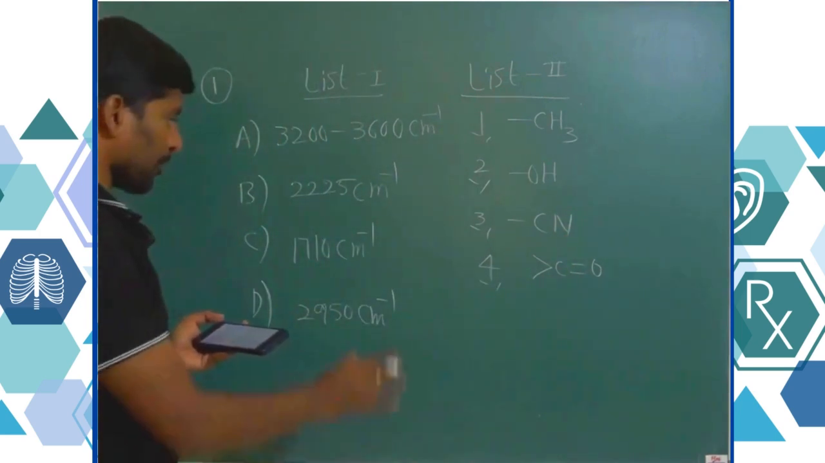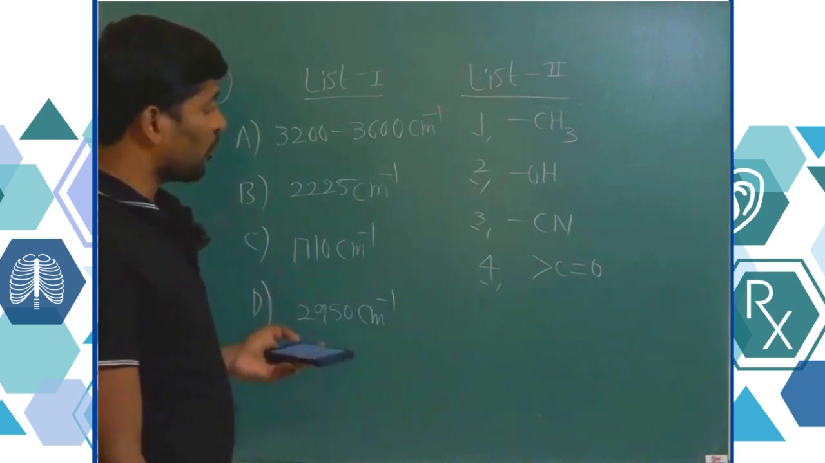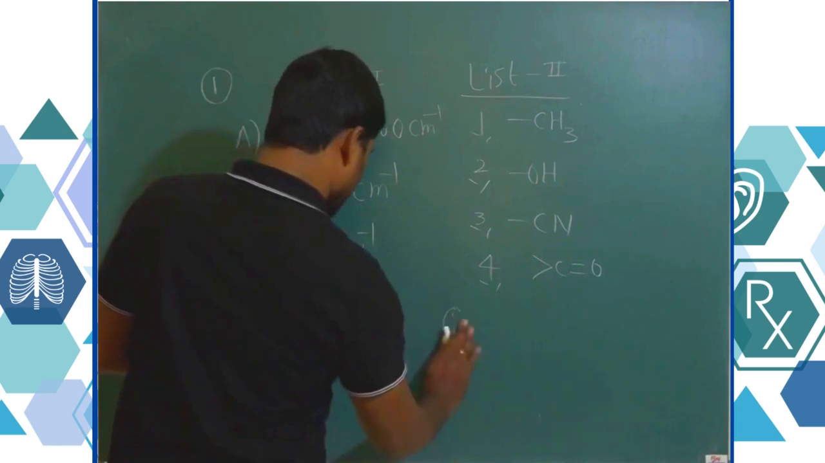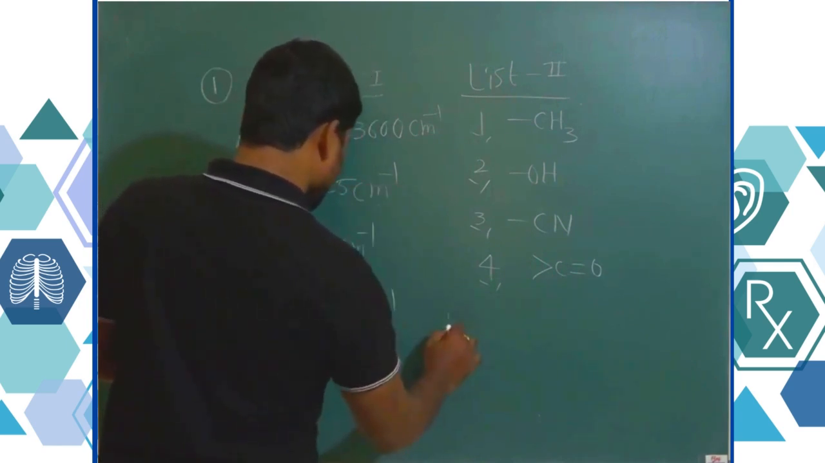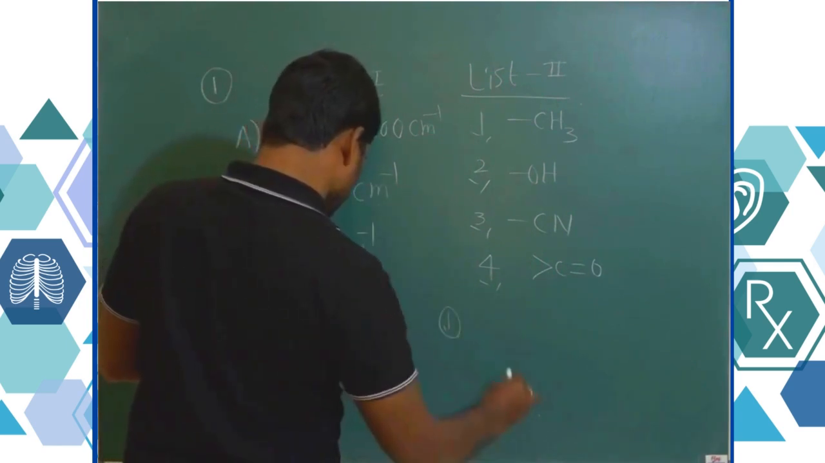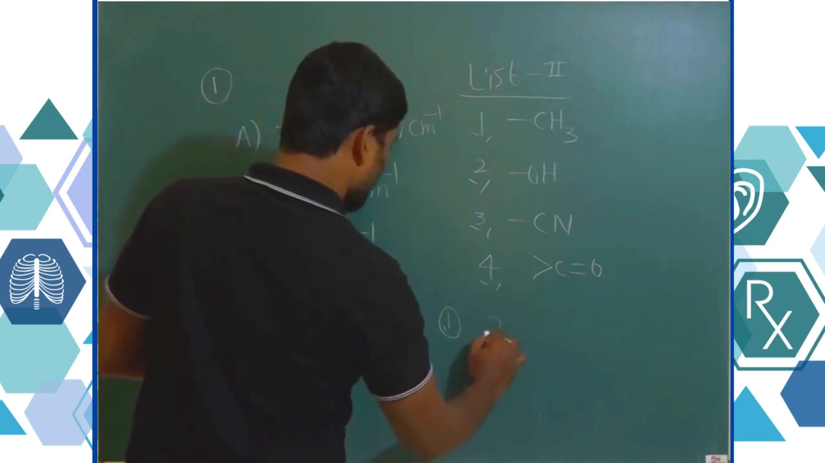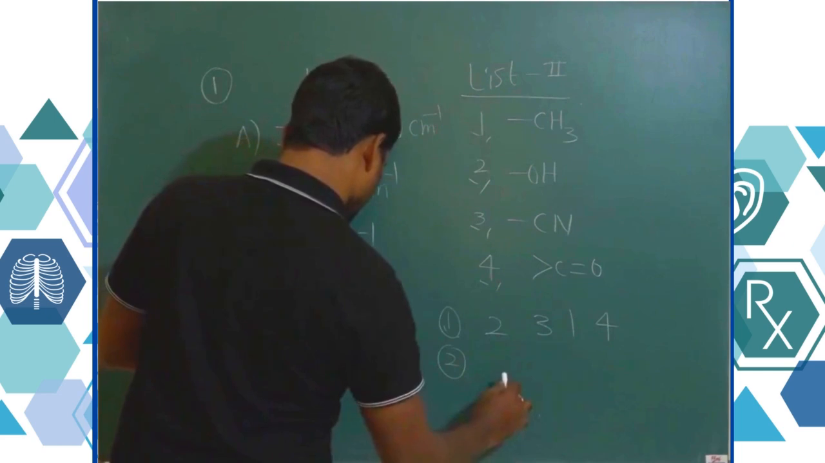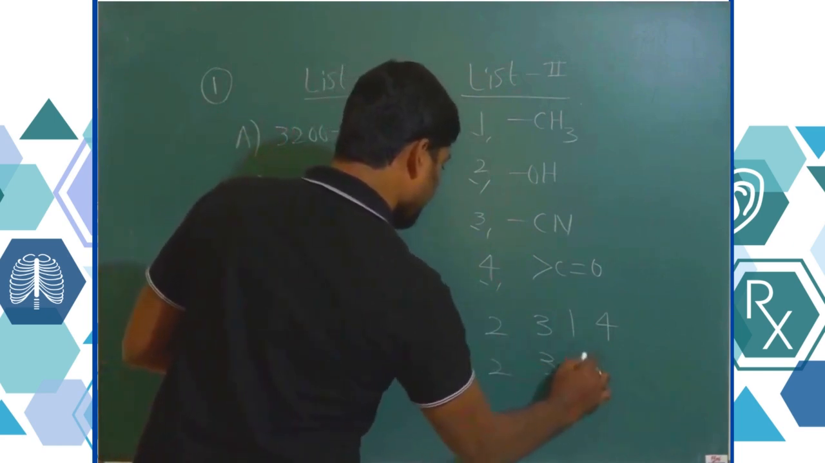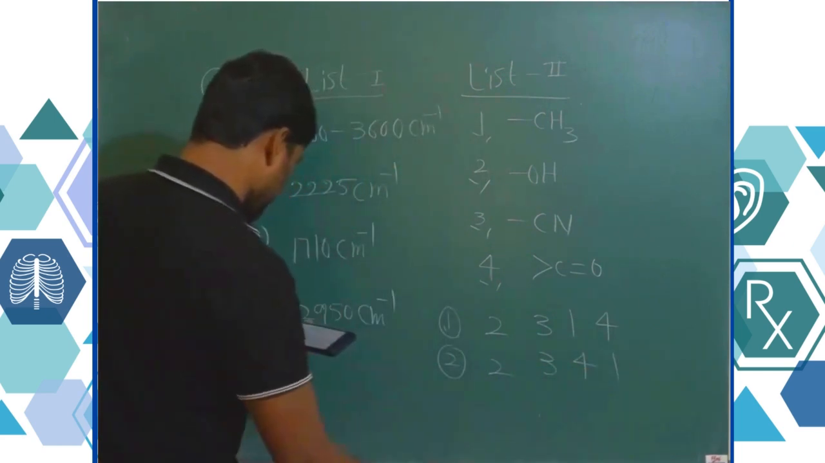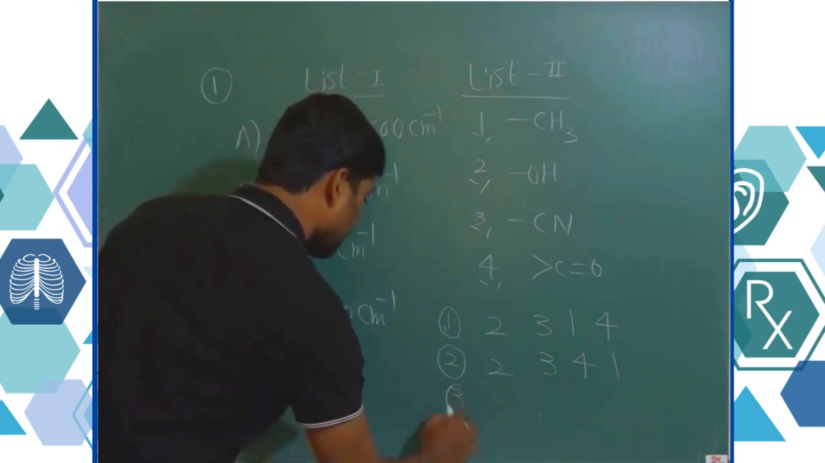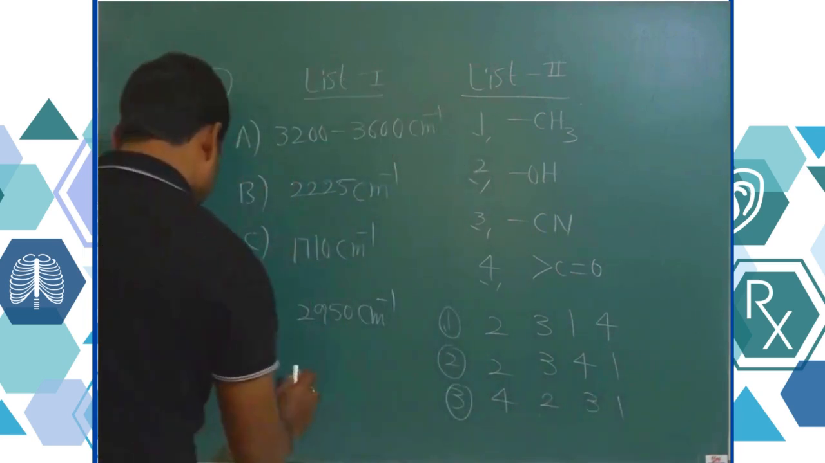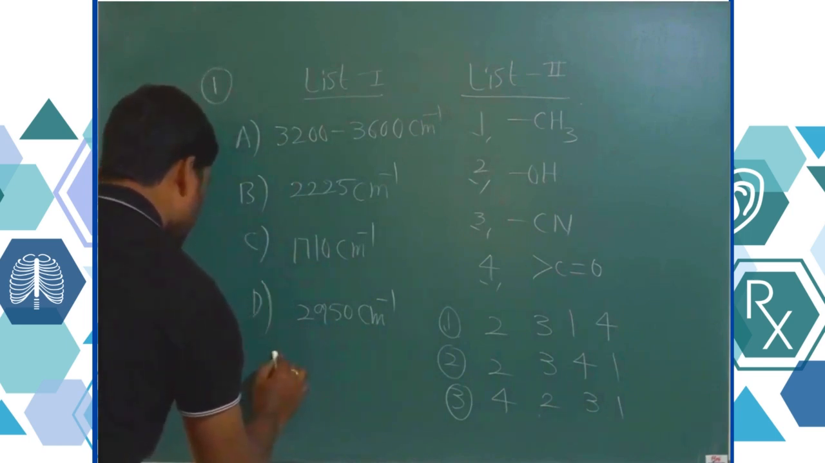Okay, so this type of questions, if one or two are known to us, from the options we can easily attempt them. So options are given like this, A, B, C, D given 2, 3, 1, 4. Next 2, 3, 4, 1. Then 4, 2, 3, 1. And 4, 2, 1, 3.